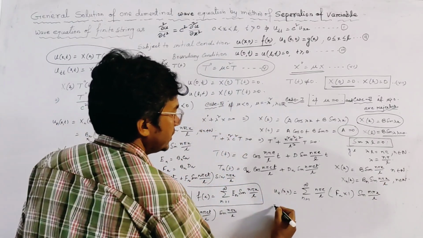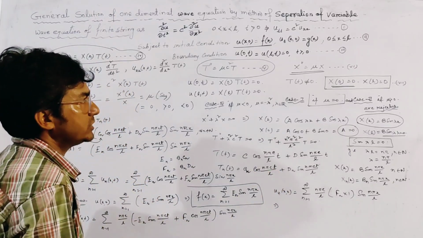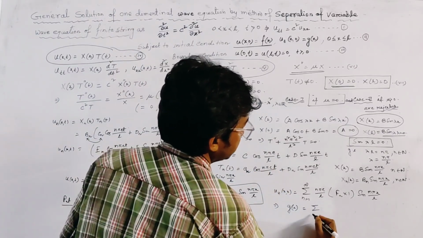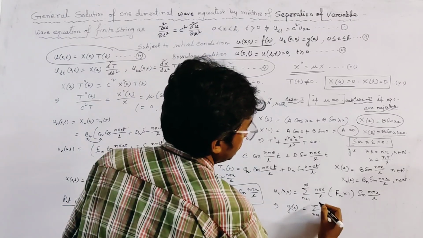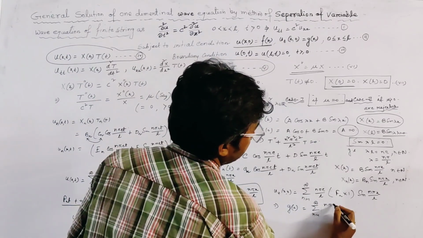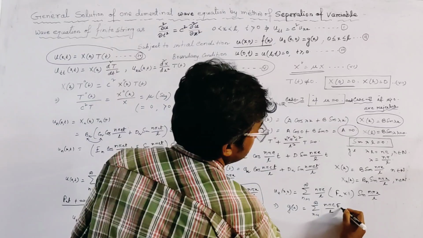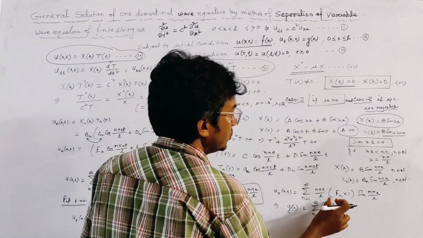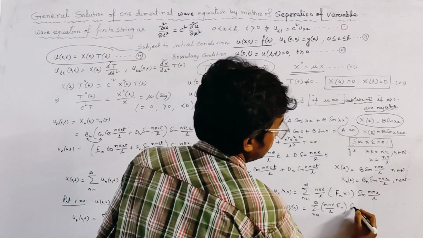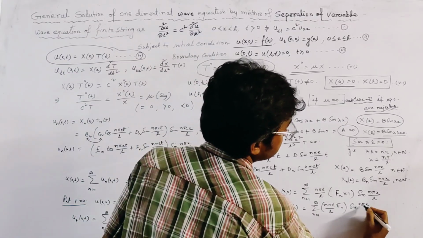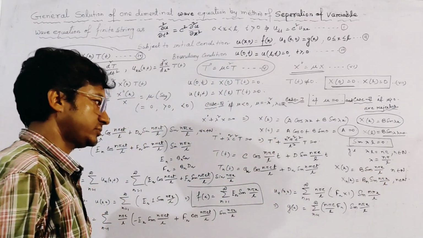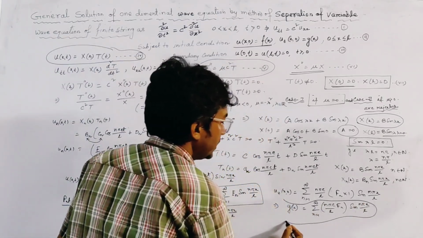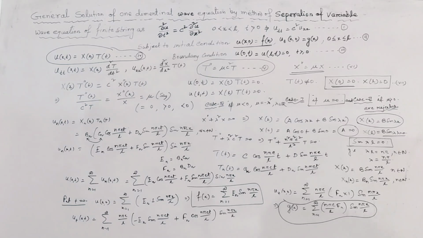Correct? And putting the value of u_t(x, 0), this is g(x). g(x) is equal to summation n equal to 1 to infinity, n pi c by L into F_n. We give a bracket here with the two constants into sin(n pi x by L). Okay, this is also another important relation related to the solution.